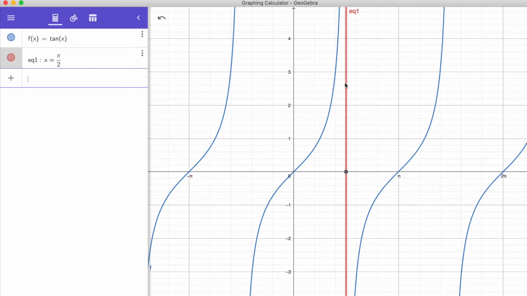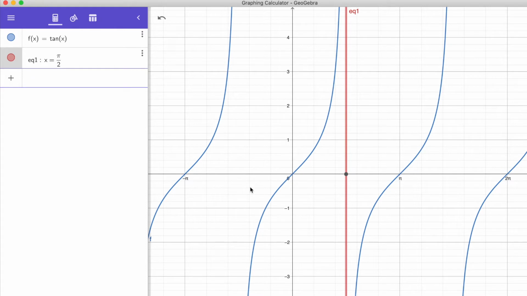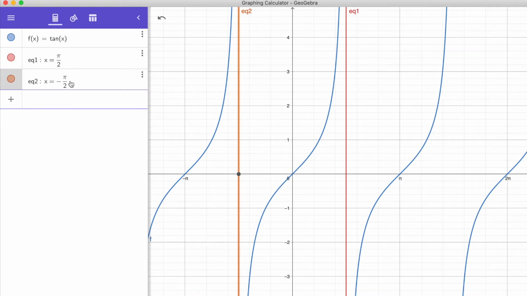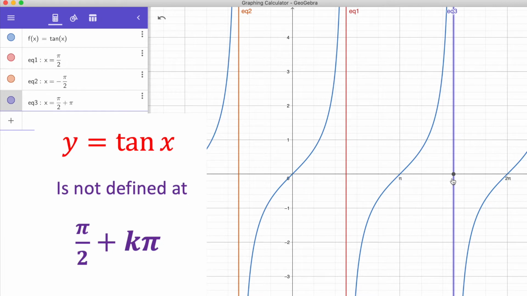You can graph more asymptotes by adding or subtracting multiples of pi. Example, x equals negative pi over 2, just taking away pi from the previous one. Okay, let's draw one more to the right here: x equals pi over 2 plus the period, plus pi. Remember, the domain of tangent x is all real numbers except pi over 2 plus the integer multiples of pi.